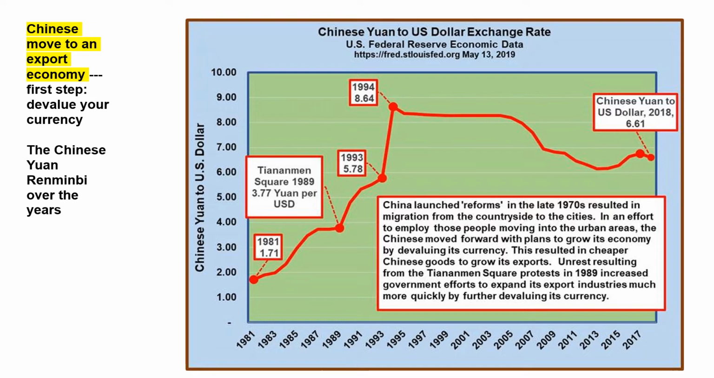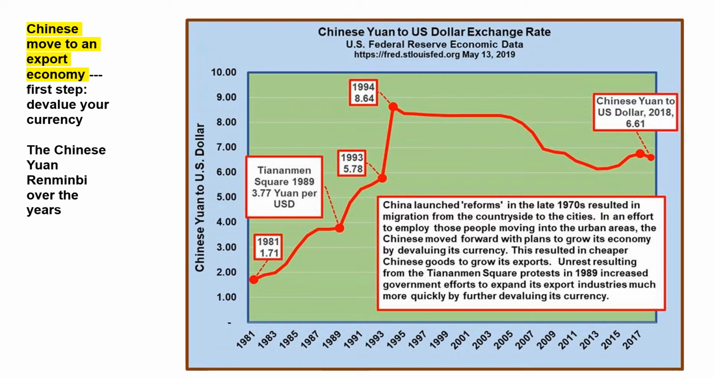So the idea was to start an export economy, or push an export economy. Anyway, the Chinese again moved forward with the plans to grow its economy by devaluing its currency. We'll talk about this in a second. This resulted in cheaper Chinese goods to grow its exports. Unrest resulting from the Tiananmen Square protest in 1989 increased government's efforts to expand the export industry much more quickly by further devaluing its currency.